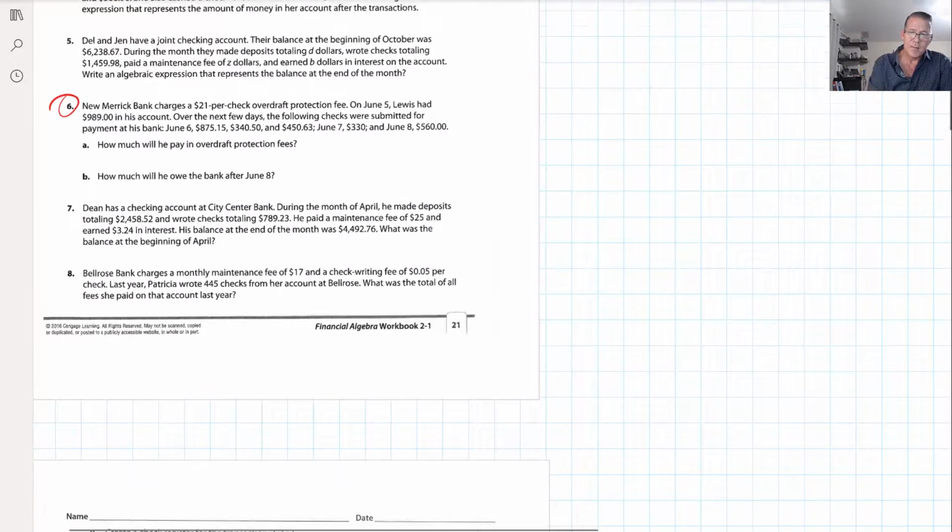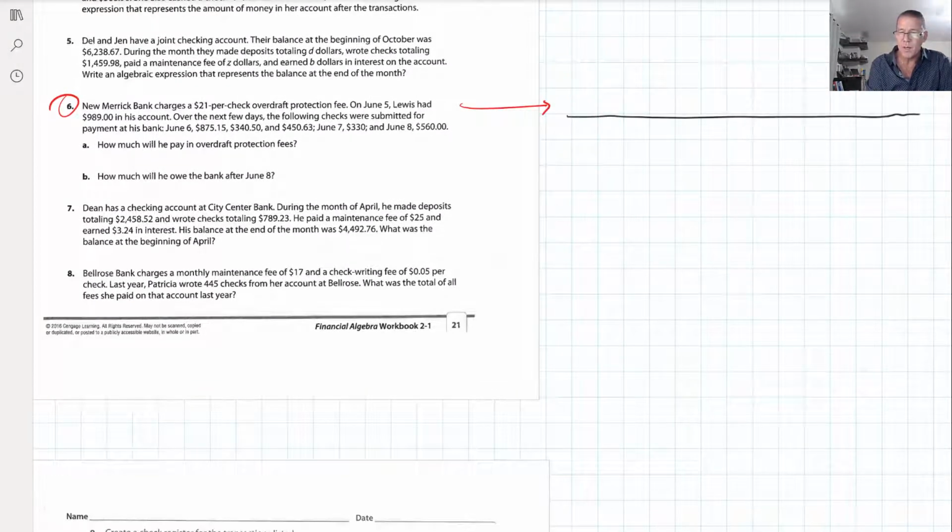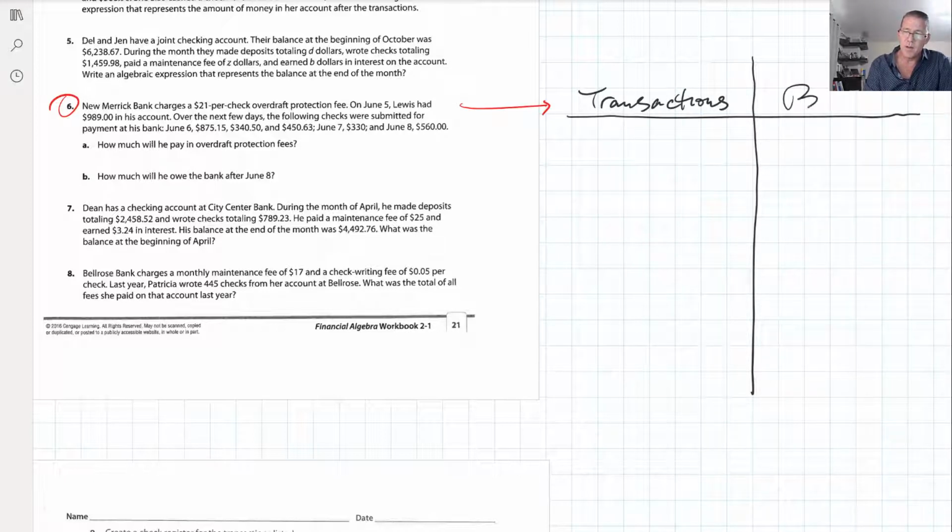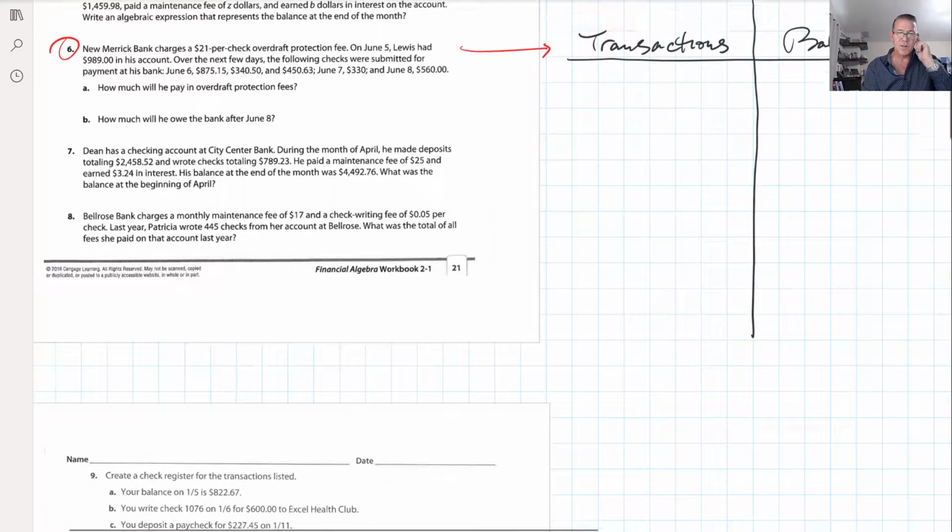Okay, same thing. We're going to do it off to the side and we're going to record our work as we go. So let's set up a table. Just 2 columns is sufficient. All right. So we're going to put all the transactions, what happens, on the left-hand side, and then we're going to put our current balance on the right-hand side. All right, so what happens? What's going on in number 6?